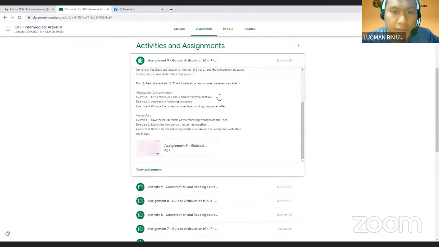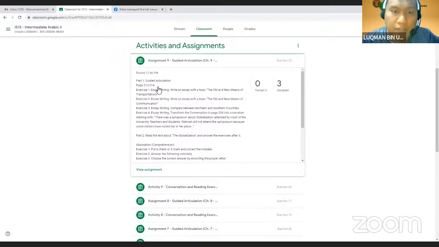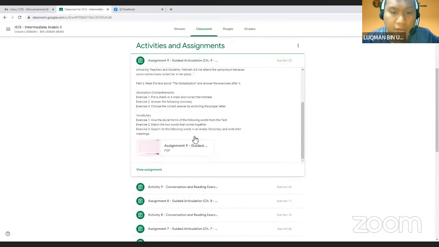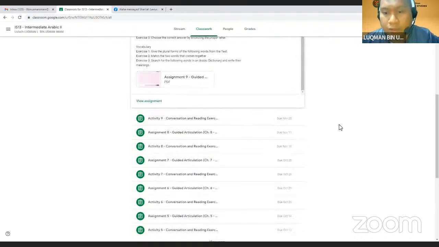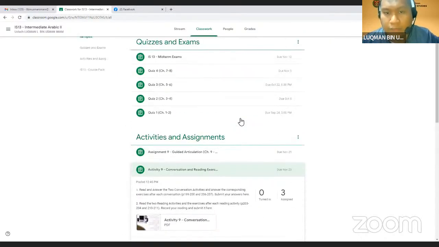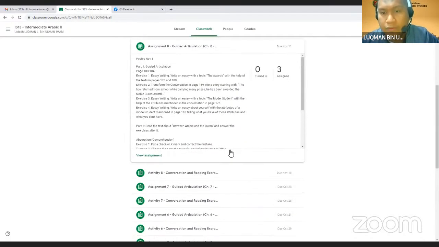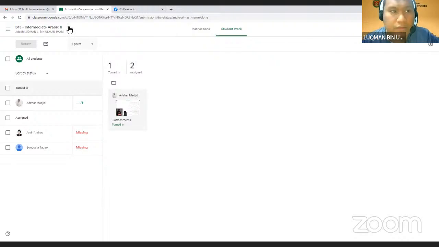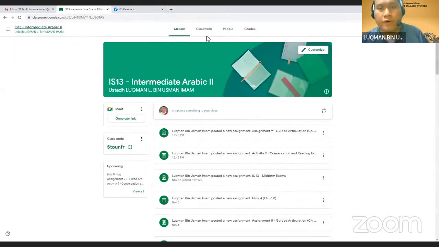Then this is the guided articulation, the writing part. Essay writing: write an essay on the topic, the old and new means of transportation, with the help of the topic that you have read here. It's all here. So please try to do some of the activities as much as possible. Someone has submitted here, Azhar. So, try. I hope you can give it more time.